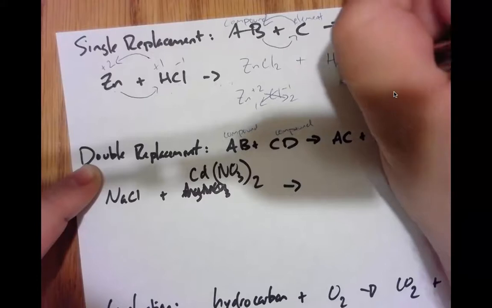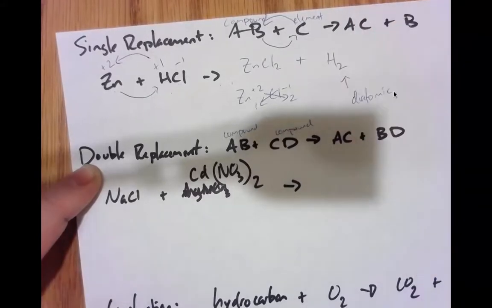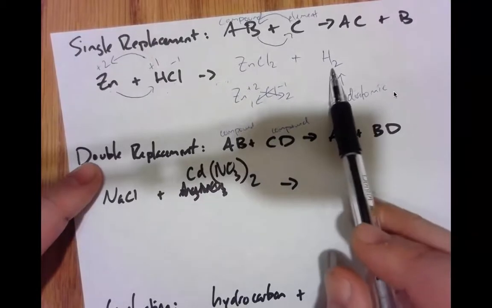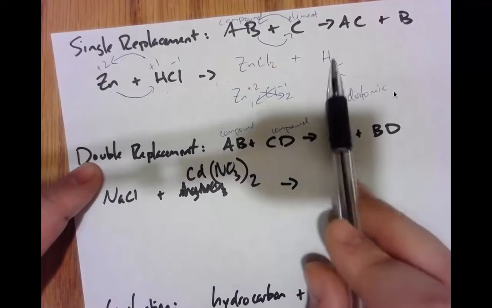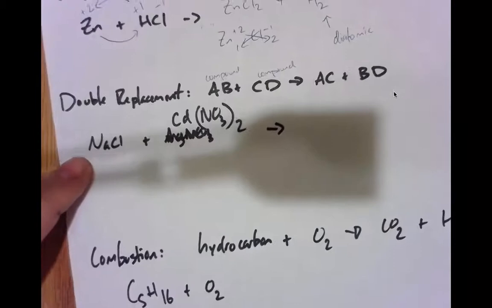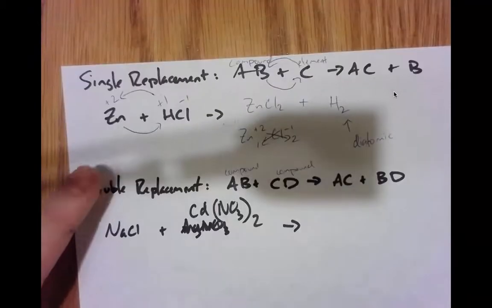Remember, the reason why this 2 is here is because it's diatomic. Diatomic molecules do not want to be alone. Instead of being alone, they will react with themselves, and there will be a little 2 there anytime that element would appear alone, not when it's in a compound. When they're alone, we include a 2. When it's in a compound, we crisscross charges.